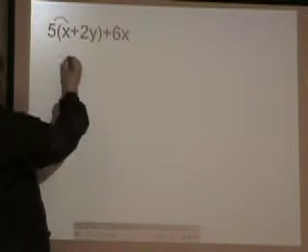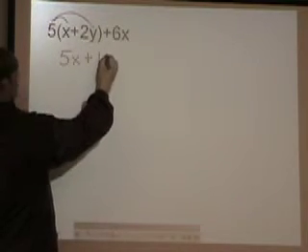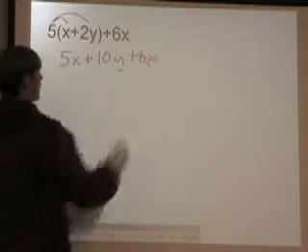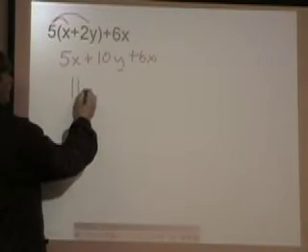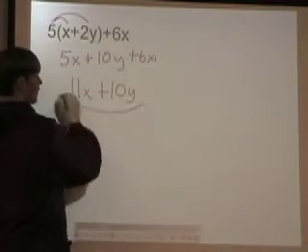5 times x is 5x plus 5 times 2y is 10y plus 6x. Now, what are my like terms up here? 5x and 6x, which is 11x plus 10y, and you're done. This is your answer right here.